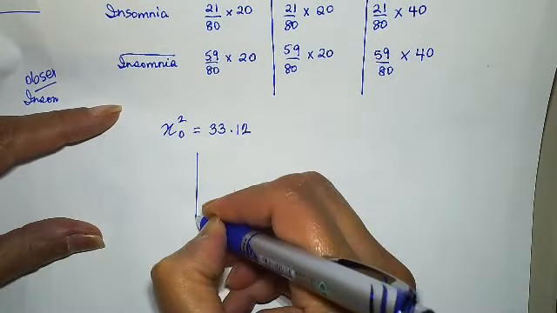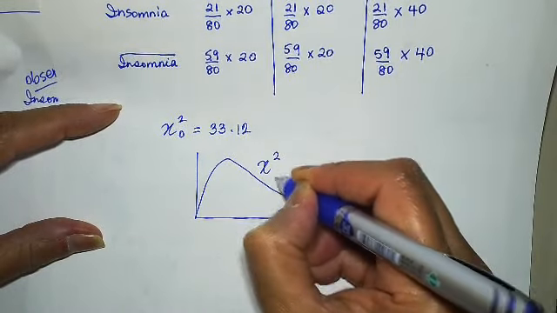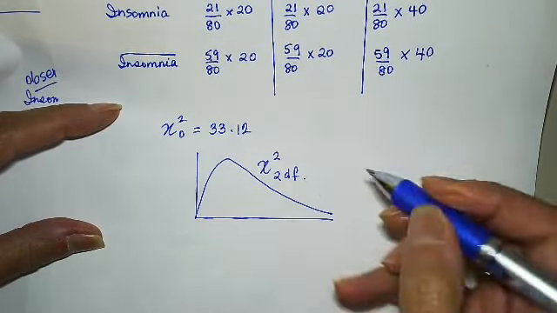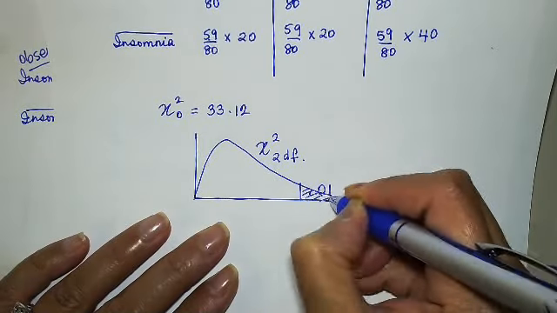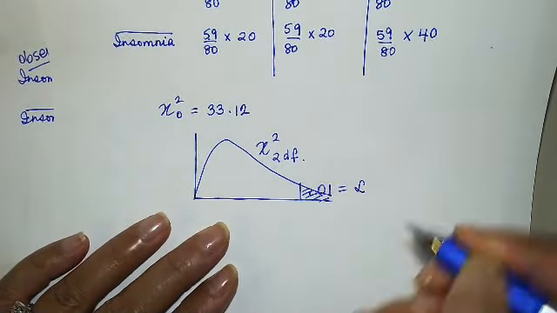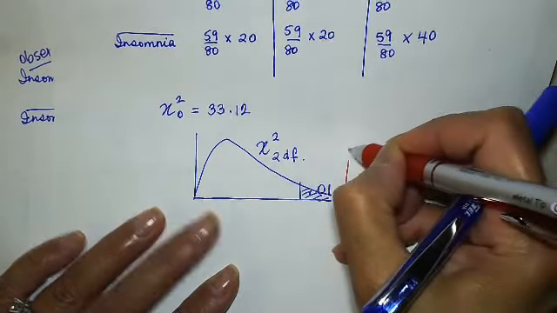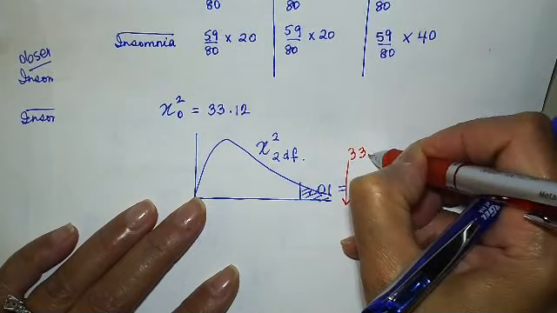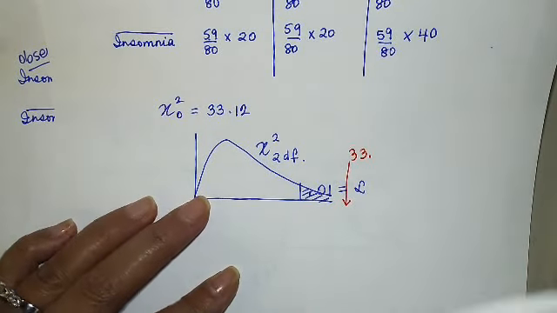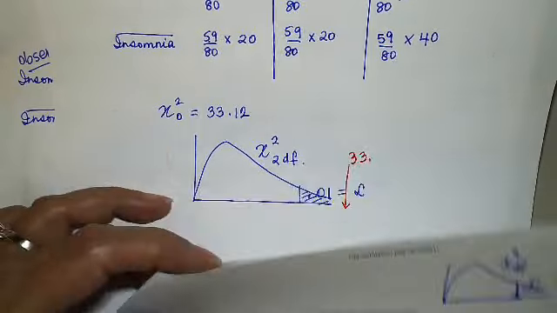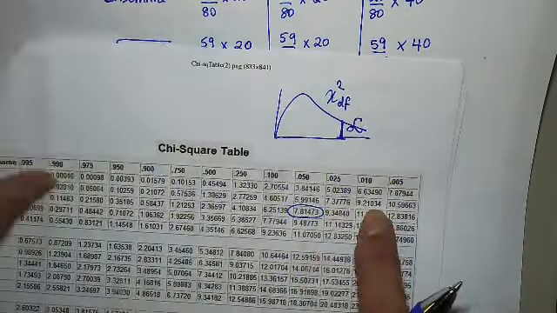Stat, test, chi-square test. Just hit enter, enter, and calculate. Chi-square test statistic is 33.12. So chi-square naught is equal to 33.12. And this is done at 2 degrees of freedom. Chi-square at 2 degrees of freedom.